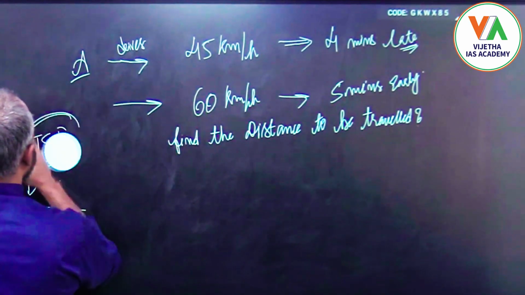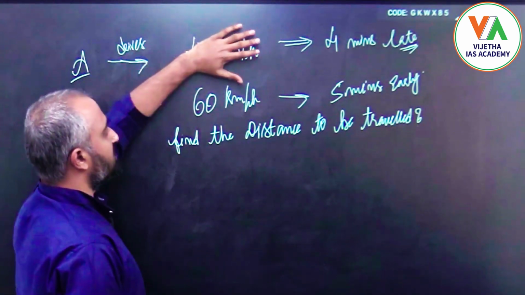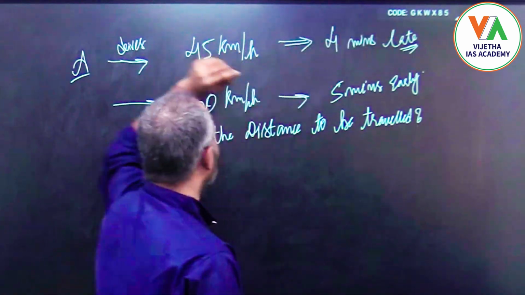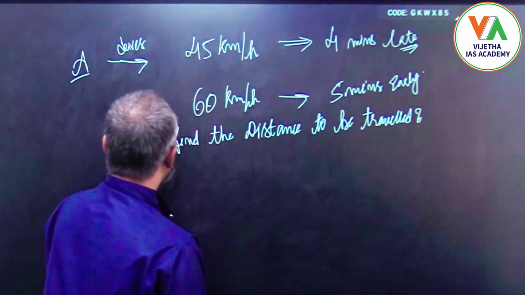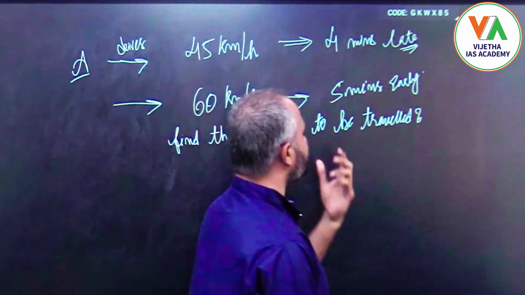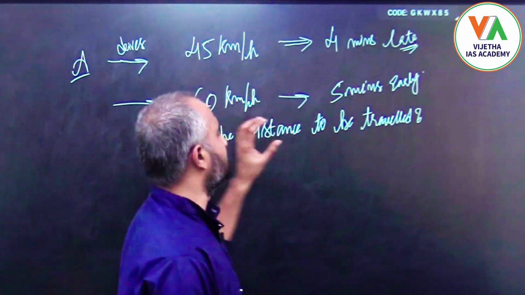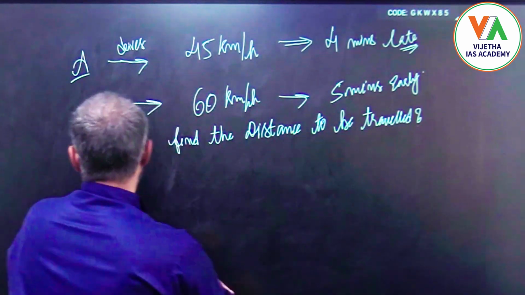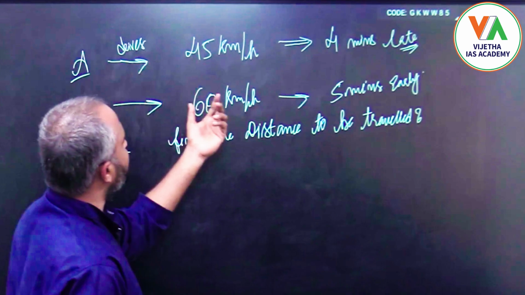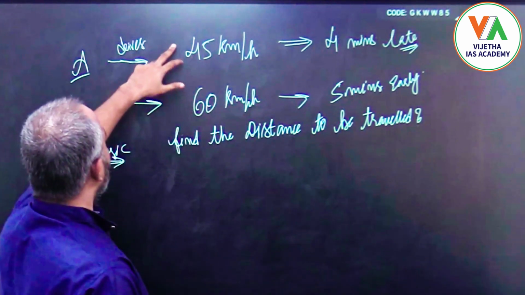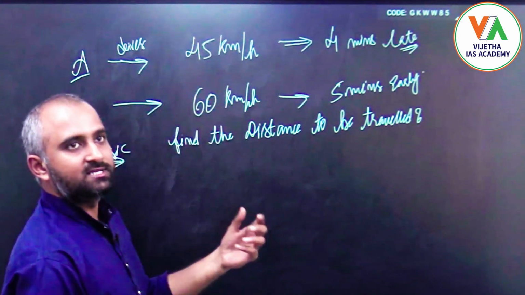Now, the question is: A drives, and if he drives at 45 kilometers per hour, he reaches the office 4 minutes late, and if he drives at 60 kilometers per hour, he reaches 5 minutes early. The question asks, what is the distance between A and his office, between the source and the destination? The basic way to do this is, because everybody knows distance is equal to speed into time, and it is only one journey of which we are given two instances, the distance is always constant.